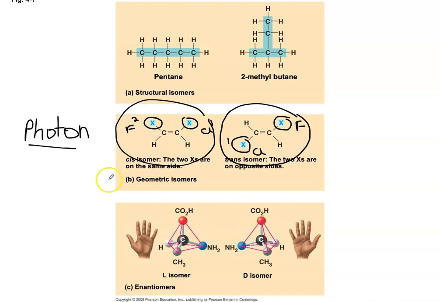The next type of isomer we have is an enantiomer. Enantiomers are going to need chiral carbons. These carbons have to be chiral.